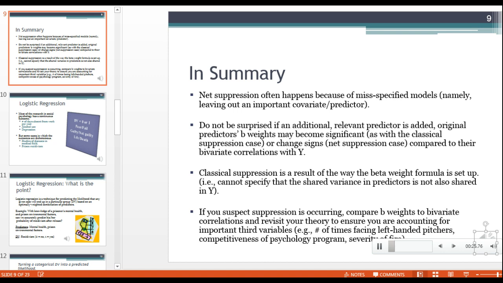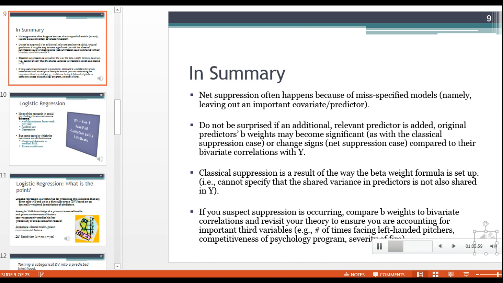The second thing to think about, just don't be surprised if an additional relevant predictor is added to your equation. So you have this regression analysis you're running and you're adding a predictor. The original predictor's B weights may become significant. Okay, so we may have a classical suppression case where, remember, we saw a much bigger beta weight than we had in the bivariate. Or they may flip signs. In the net suppression case, we may have the sign flippage. And compared to their bivariate correlations with the DV, the B weights may show these different signs.